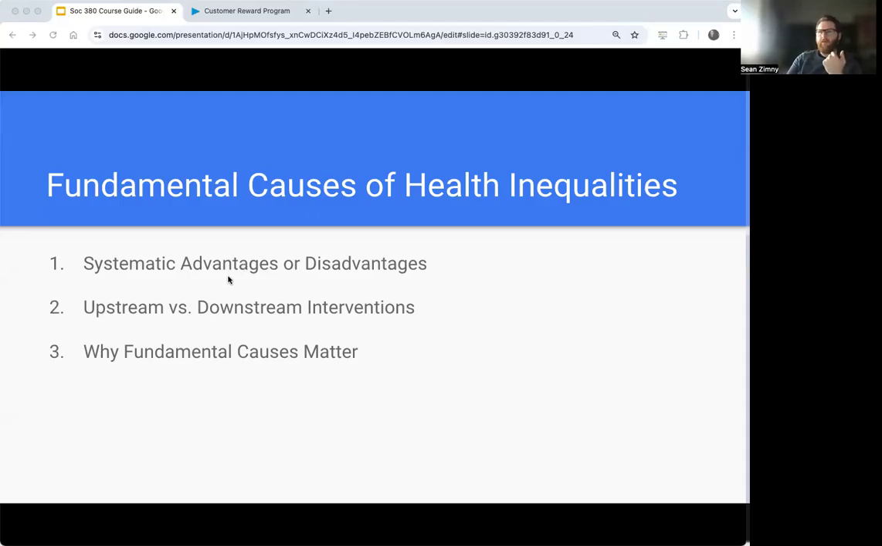Number 1, systematic advantages or disadvantages. So higher income allows individuals to afford high quality healthcare, better housing, and healthier food, and educational attainment as well enhances health literacy, enabling informed decisions about treatments and prevention. And then additionally, occupation determines exposure to risk. So things like hazardous, maybe quote unquote blue collar jobs, and then even access to benefits like health insurance.